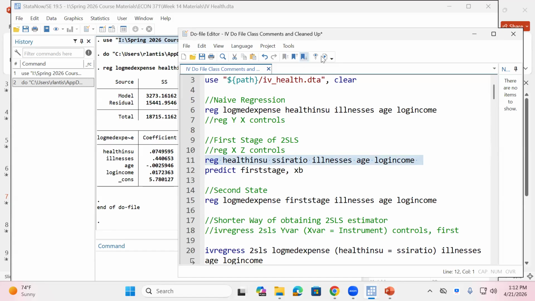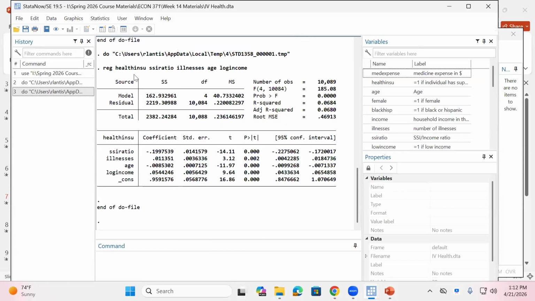Where I run that first stage, I see, okay, if I was trying to predict whether or not someone had health insurance, this is the 1-0 variable. So we'll start to get some practice in the details that you might have to do.